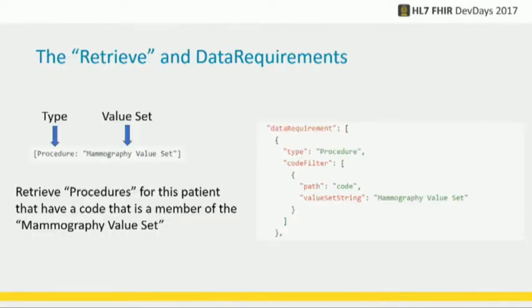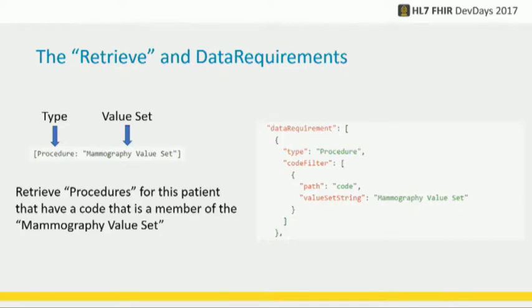So we're going to dig in a little bit further into this, into the actual query there. This procedure in the mammography value set, that's a data retrieve within CQL. Anytime you see those brackets, that's a retrieve, and it's composed of a type and a value set. The type tells you what kind of resource you want to pull back, and the value set tells you what codes you're interested in that set. All data access in CQL is organized into these layers because it gives a clean separation between the logic of the measure and the data that's required in order to run it.